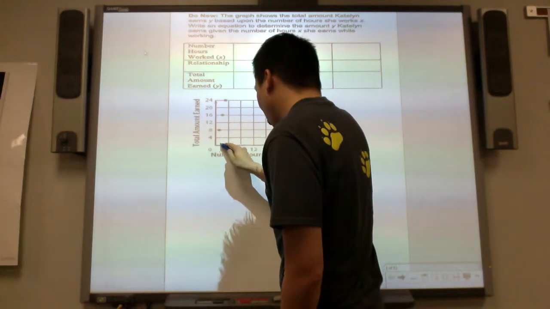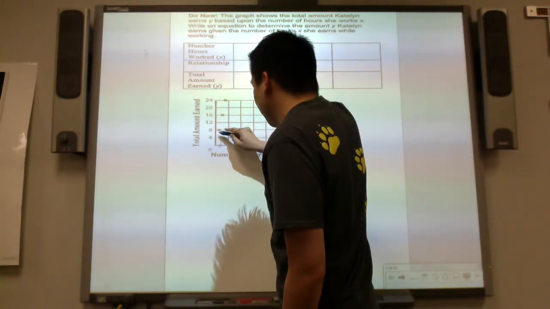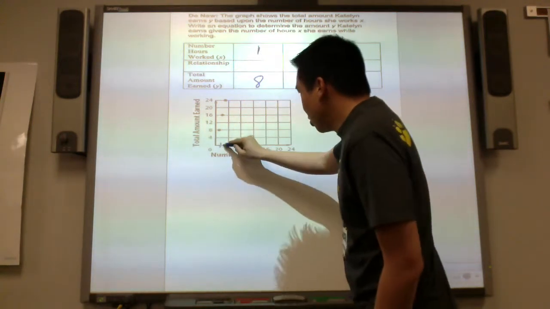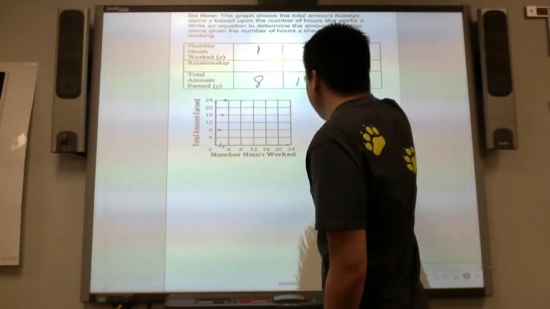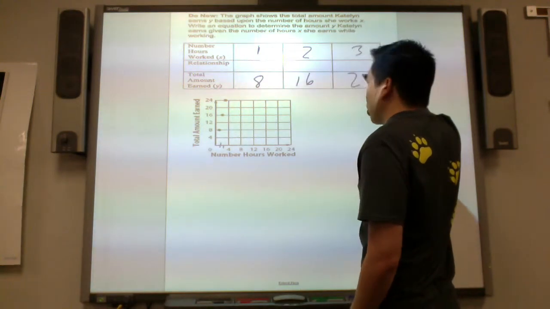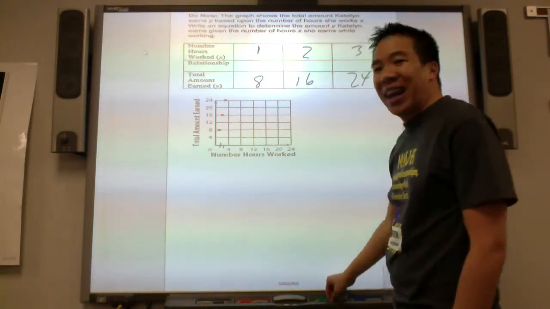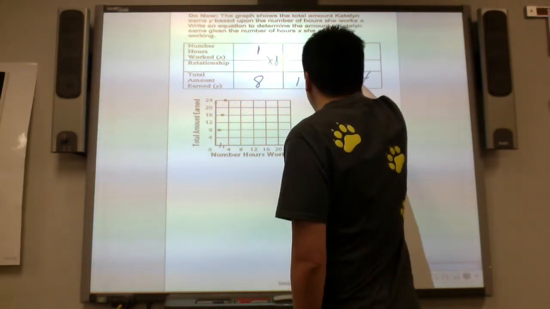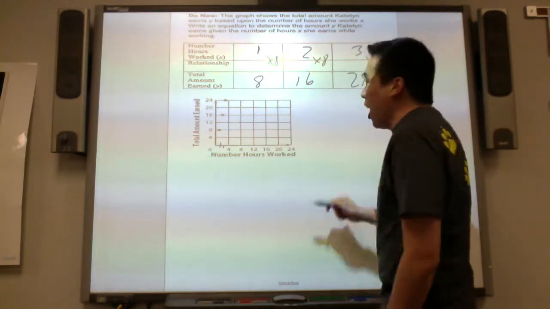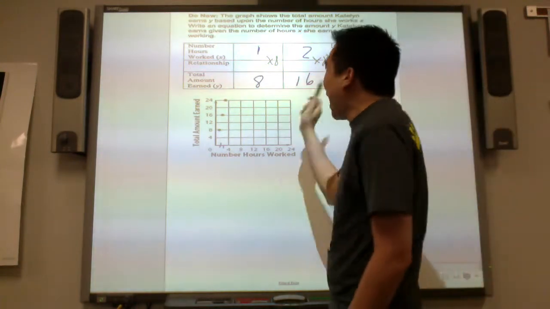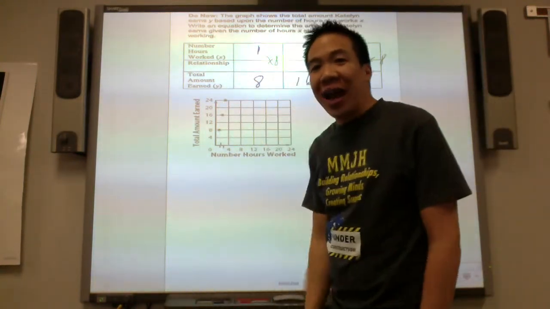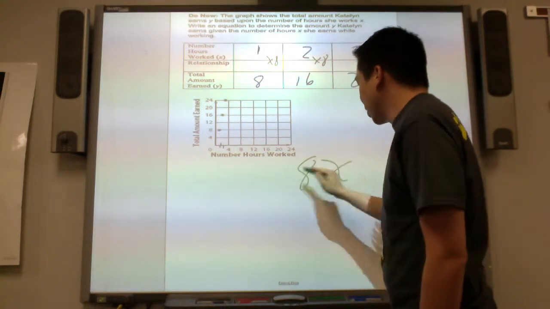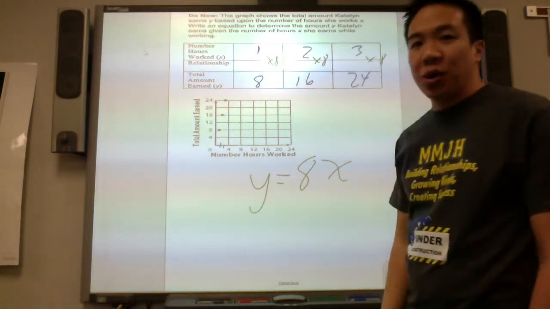For 1 hour of work, it's $8. 2 hours of work is $16. 3 hours of work is $24. What is the relationship here? The relationship is multiplying by 8. But how do you write this as an equation? How do you say it with the letter x? 8x, so y is equal to 8x.